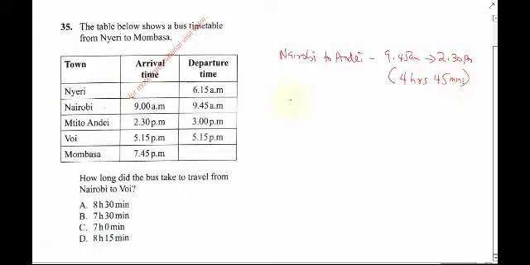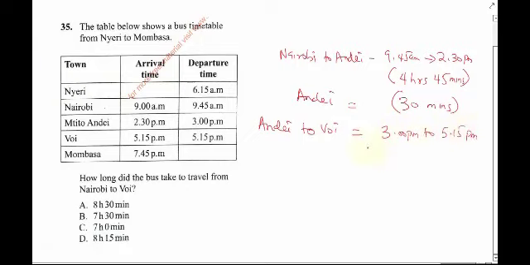Okay, now at Ande, arrival time is 2:30 and departure time is 3:00. So at Ande, it will spend an extra 30 minutes. Okay, so you need to know this. Then from Ande to Voi, this is going to be 3 p.m. to 5:15 p.m. So this is going to be a journey of 2 hours and 15 minutes.